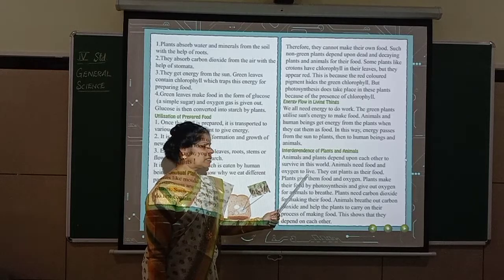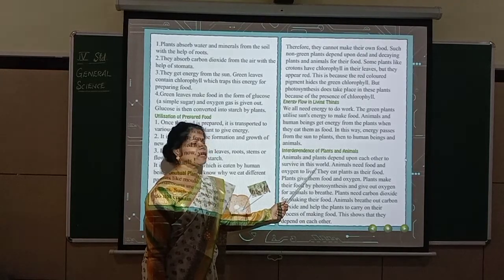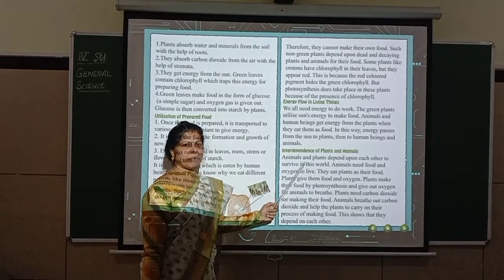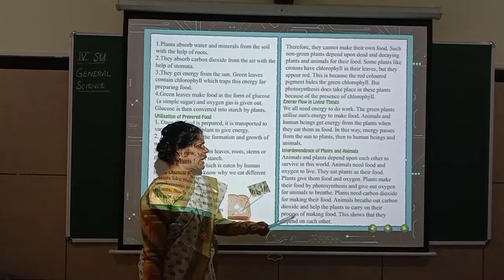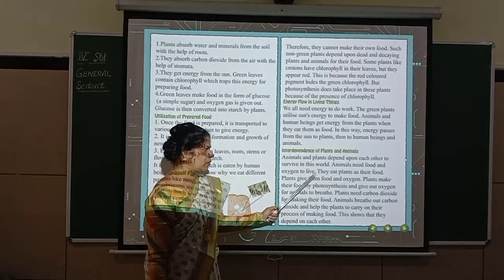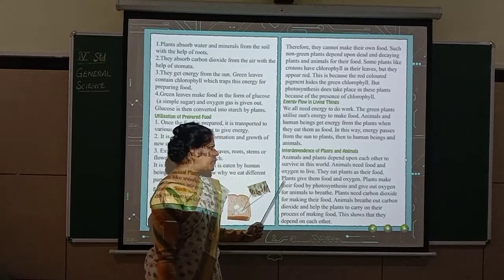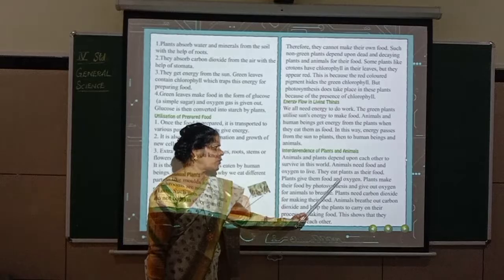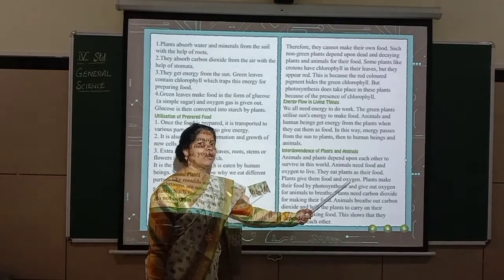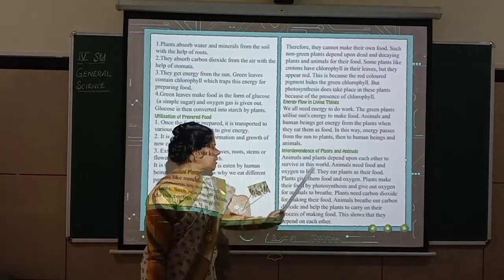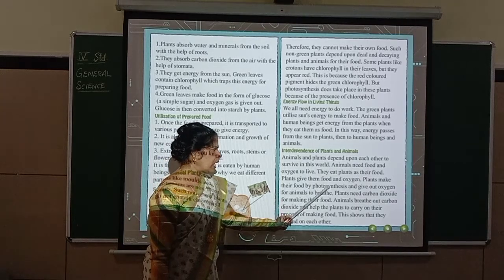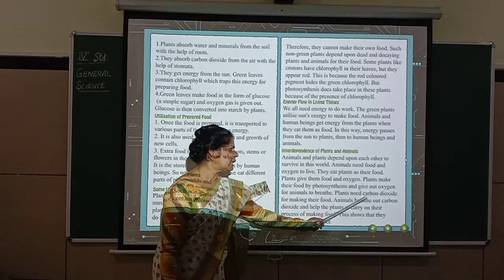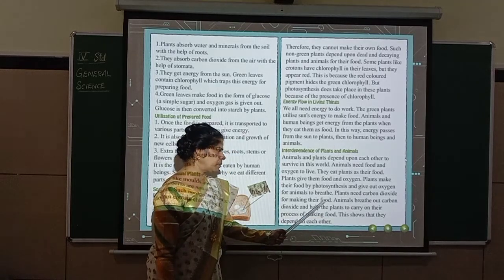Now, you may say that human beings or animals are eating other animals also. Even then what is happening? Those animals are also depending on plants. So animals need food and oxygen to live. They eat plants as their food. Plants give them food and oxygen, isn't it? Plants are going to provide us food as well as oxygen. Oxygen when? During photosynthesis. Plants make their food by photosynthesis and give out oxygen for animals to breathe. Plants need carbon dioxide for making their food.